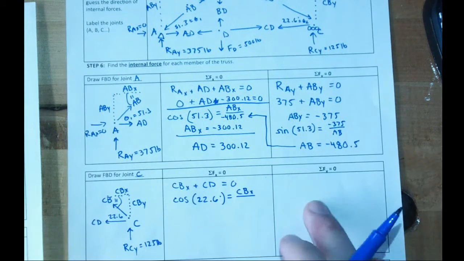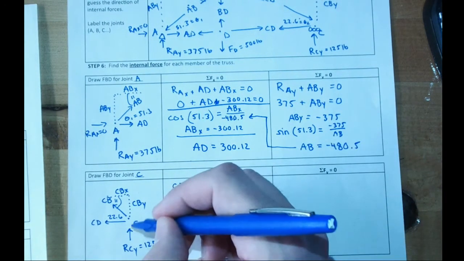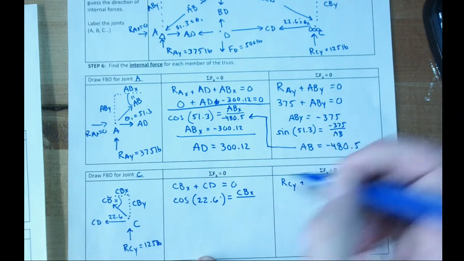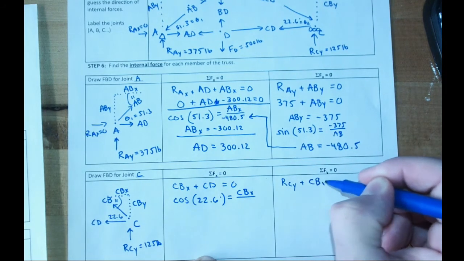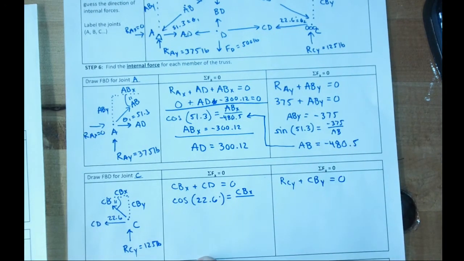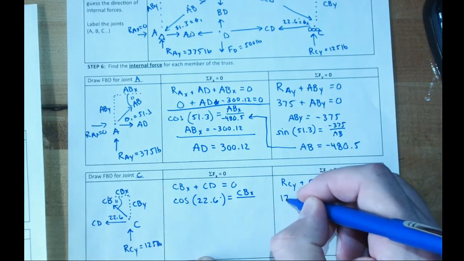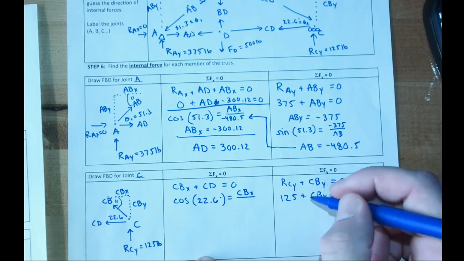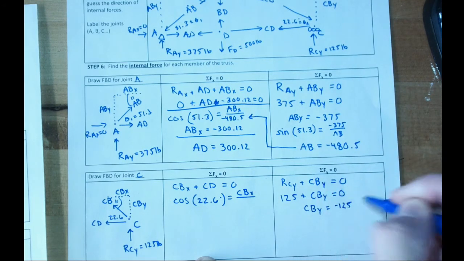We don't know hypotenuse. So I'm going to start with the y's. I don't have the information to finish it here. In the y direction, I have RCY, and I also have my CBY, and that's equal to 0. My RCY I do know, which is 125. I do not know my CBY. I can solve for that now. My CBY equals negative 125.